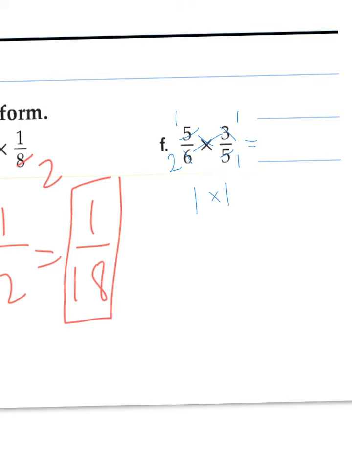Now we do our multiplication. 1 times 1 is 1. 2 times 1 is 2. So we have an answer of 1/2.